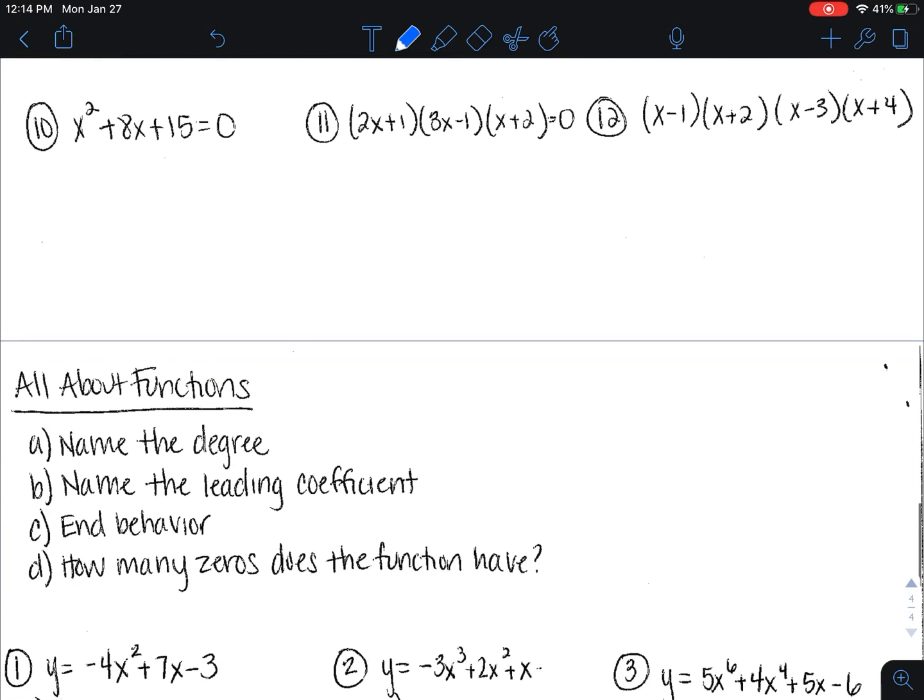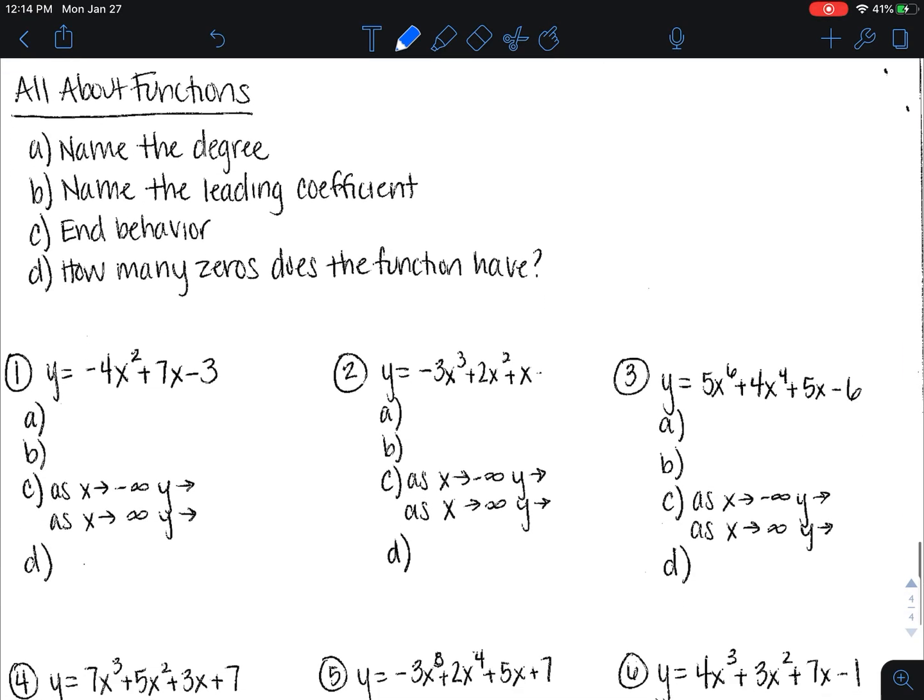Okay, on the very back, all about functions. So we have 4 different things we're doing here. A is you're naming the degree, B, you name the leading coefficient, C is the end behavior, and D is how many zeros does the function have. So let's do number 1 together. So name the degree. The degree is your highest exponent. So in this case, we have 2. So this is degree 2. The leading coefficient is -4.